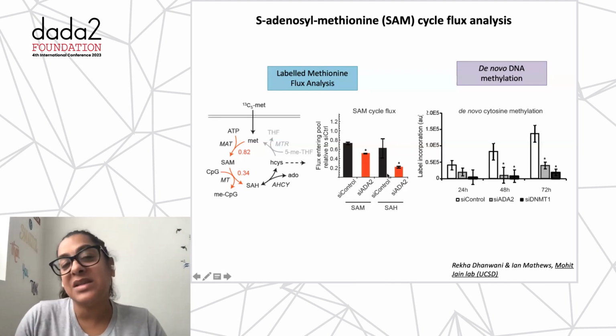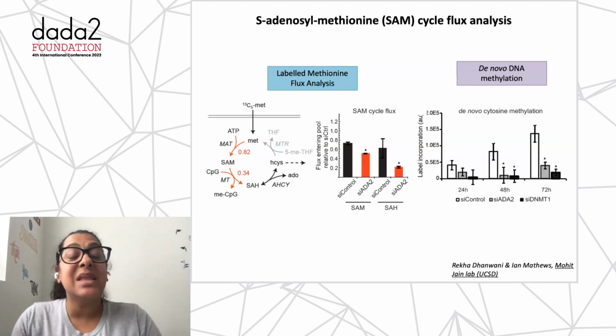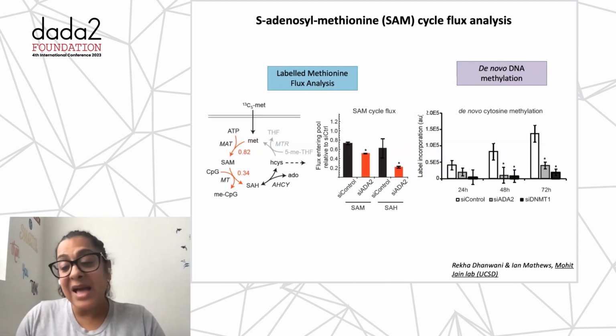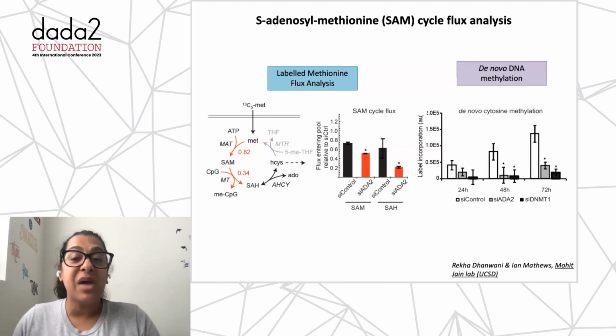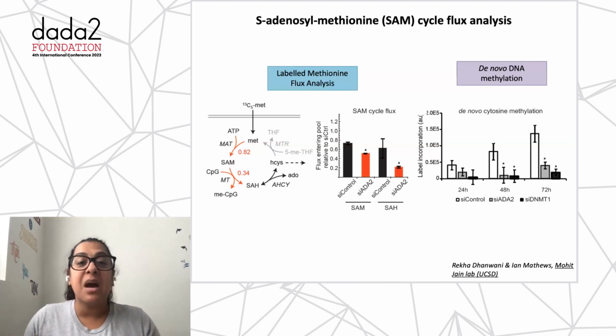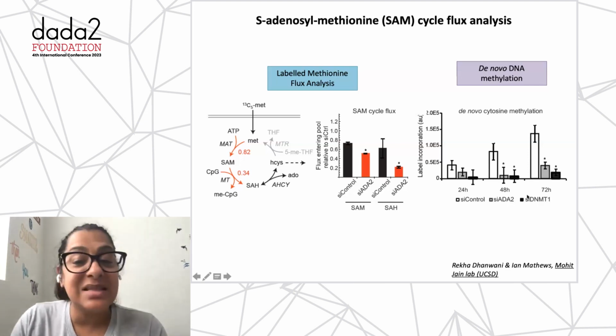What does that mean practically? Well, less SAM means less methylation. Less methylation means that as cells divide, genomic methylation becomes depleted and the DNA genome becomes unmethylated. And that's exactly what's shown here on the right side graph.